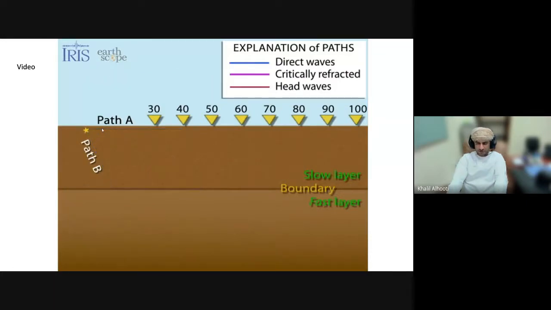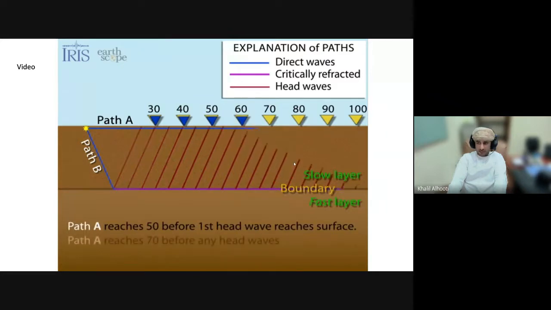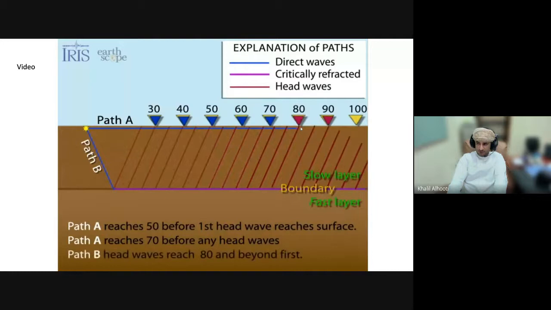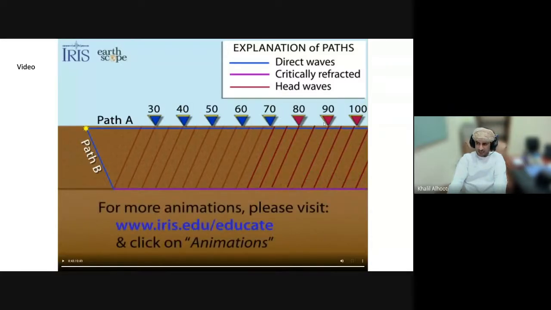So this is again a continuation of the same animation. We assume that there is a source here, an explosion. We have energy traveling directly in a straight path, whereas this is a critical refraction. At a geophone which is 80 meters away from the source, we find that the critically refracted energy arrives before the direct. Critically refracted energy arrives at these three geophones, located at 80, 90, 100 meters, earlier than the direct energy. The direct energy is the energy traveling straight from source to receiver.